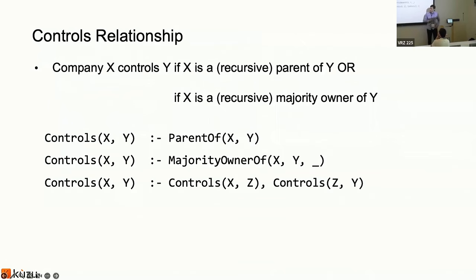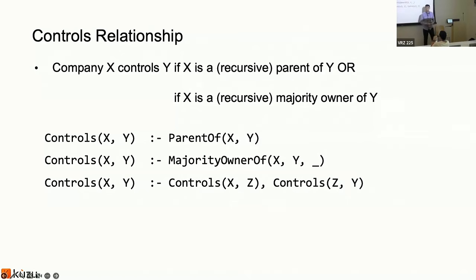So the way you would write this in Datalog is these 3 rules. Again, X controls Y if X is a direct parent of Y. Sorry, this should be subsidiary of. Sorry, this is not parent of, subsidiary of. Or X controls Y if it's a majority owner of Y. Or X controls Y if, through whatever means, X controls an intermediate company Z, and Z controls Y.